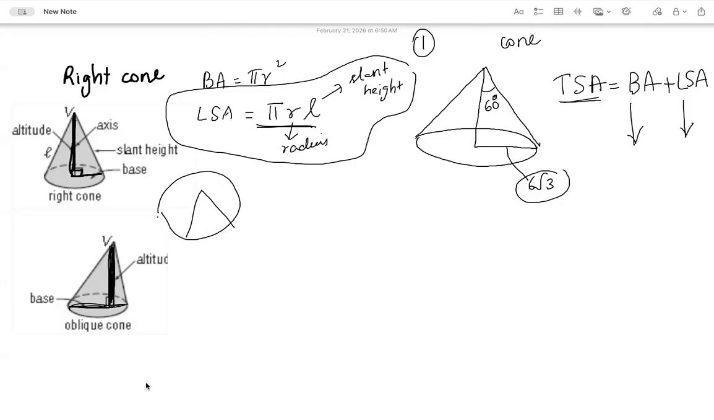Miss Priya, do we substitute pi as 3.14 or not? Yes, you can substitute pi as 3.14.